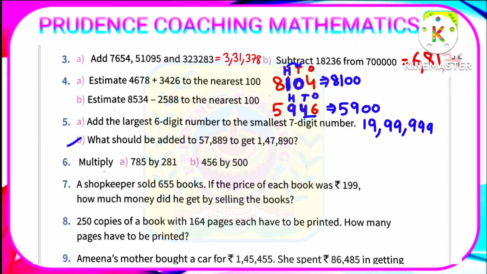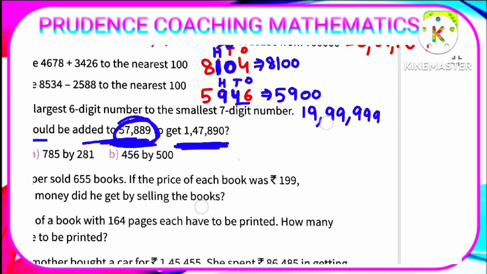Now next one, what should be added to this to get this? That means here if we subtract from this number this one, we will get the number what should be added, because this number plus something will give us this one. So this one we already have, so this one we need to make. So from here if we subtract what we have, we will get what we need. So let us do it.